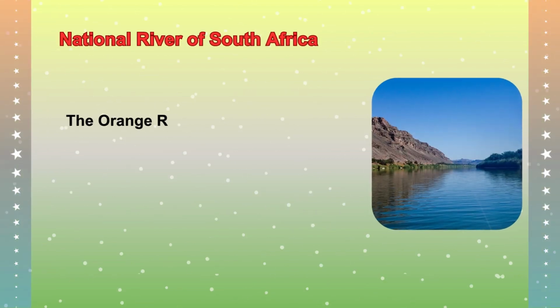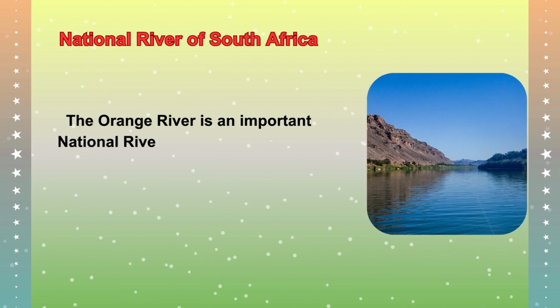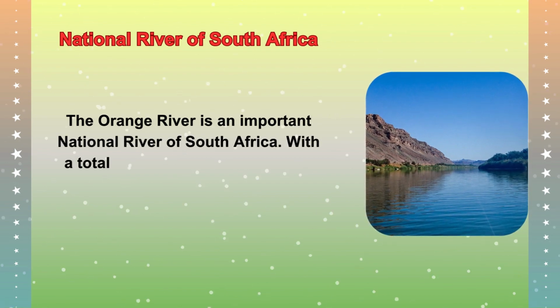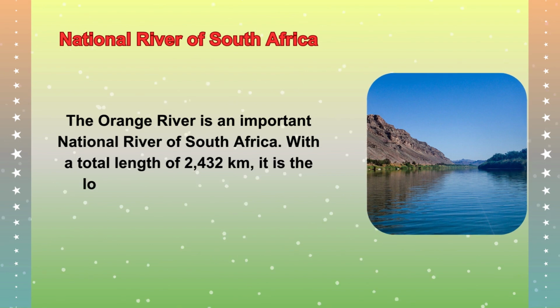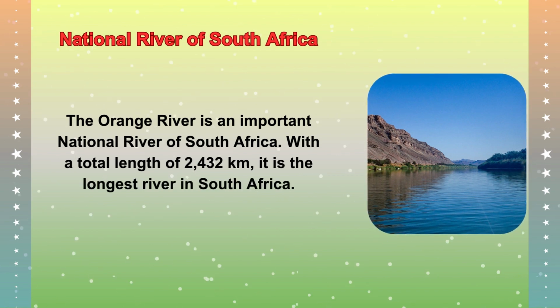The Orange River is an important national river of South Africa. With a total length of 2,432 kilometers, it is the longest river in South Africa.